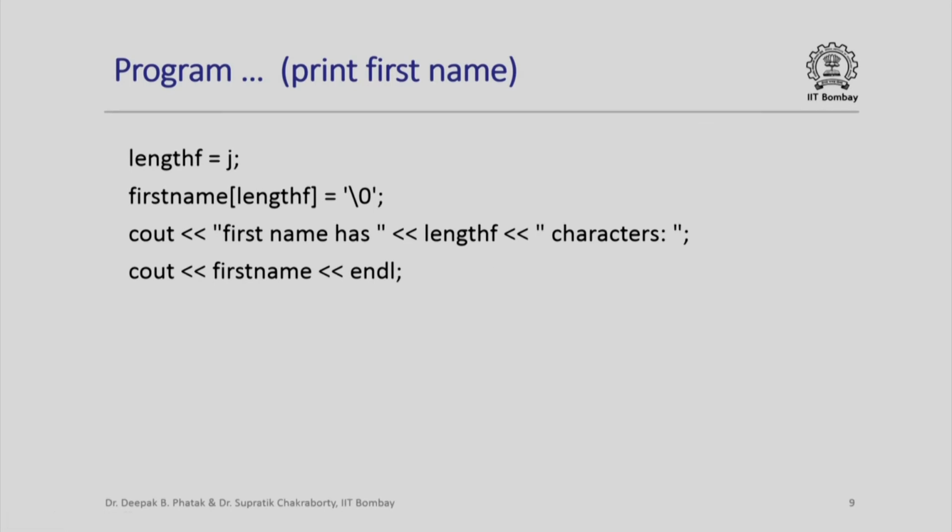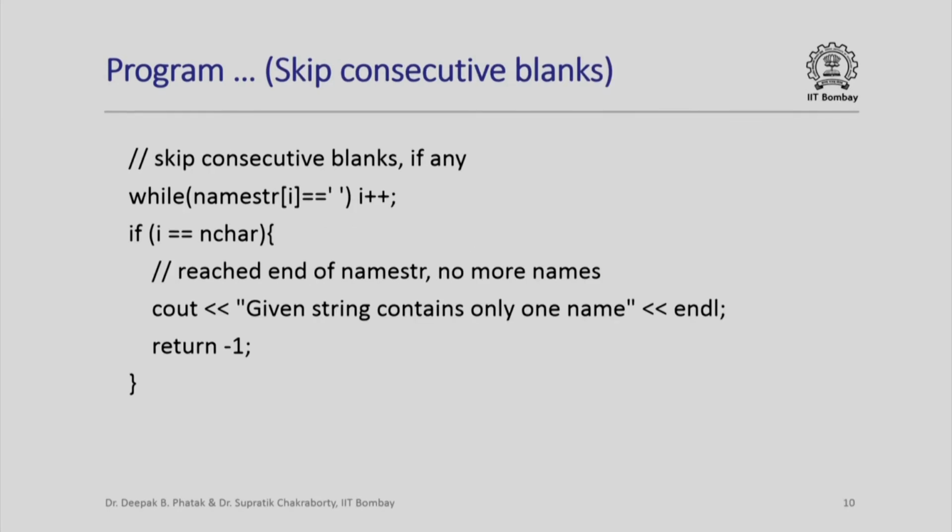We have to now continue doing the same thing with the second string, but before that, if we have any blank spaces which are consecutive, we need to ignore all of them. So, here is a small loop which skips consecutive blanks, while name string i equal blank, i plus plus. All that it does is, it simply keeps on incrementing i as long as I keep encountering a blank space. What it means is that when this loop ends, i would have the first non-blank character of the second name.